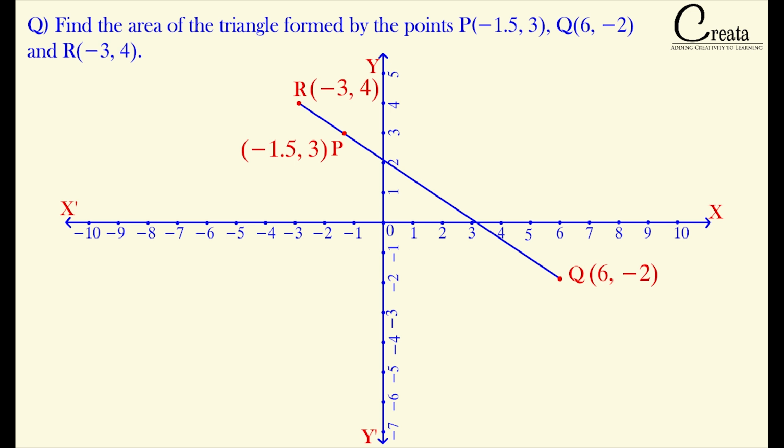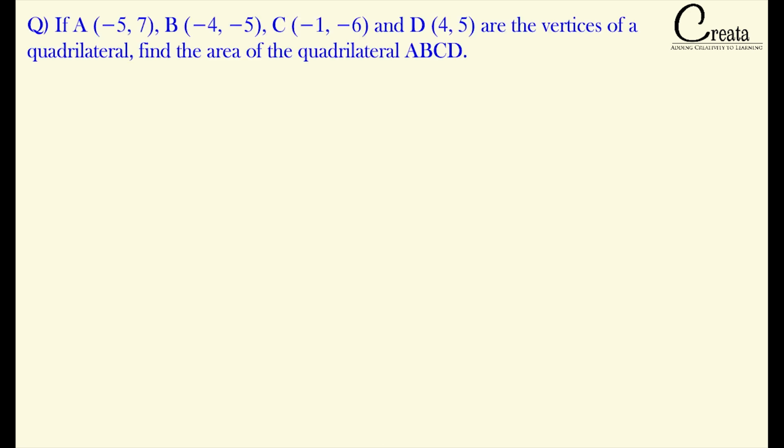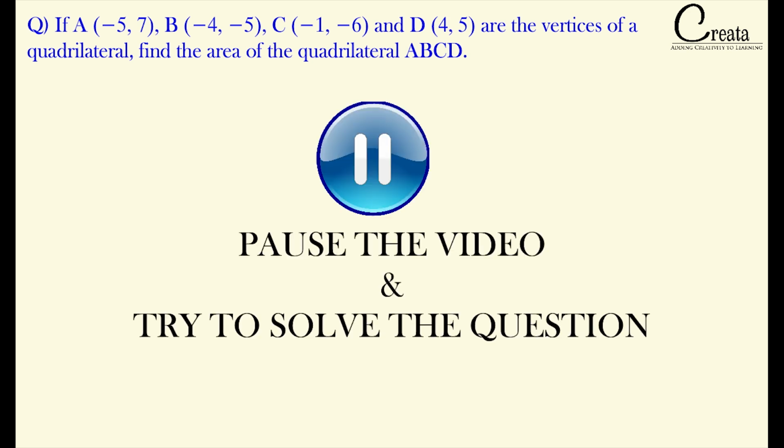So let's move to the next question. If A (-5, 7), B (-4, -5), C (-1, -6) and D (4, 5) are the vertices of a quadrilateral, find the area of the quadrilateral ABCD. Pause the video and try to solve this question.